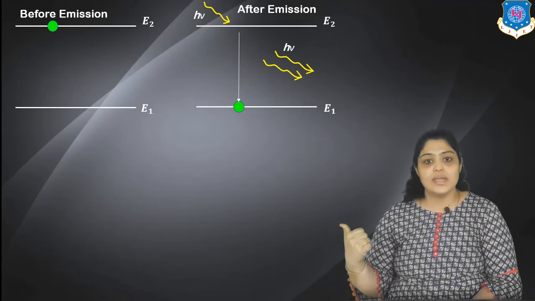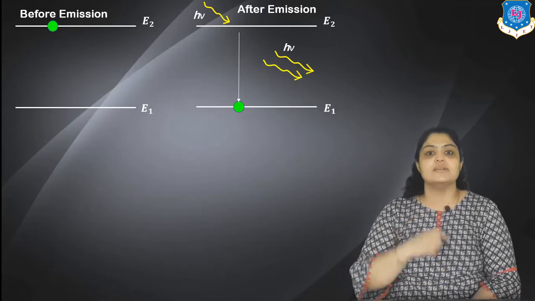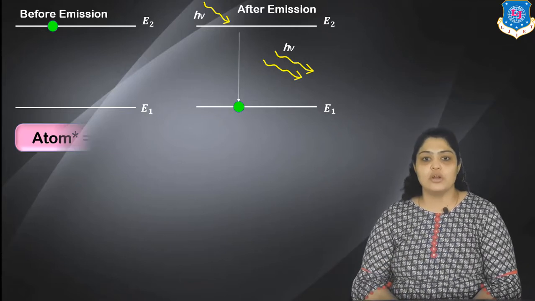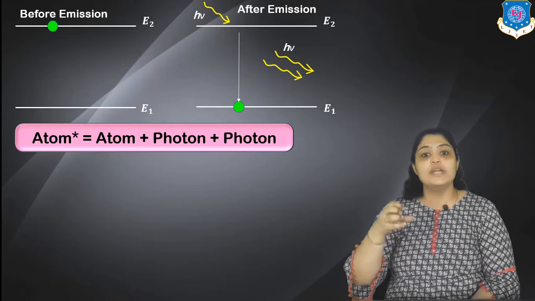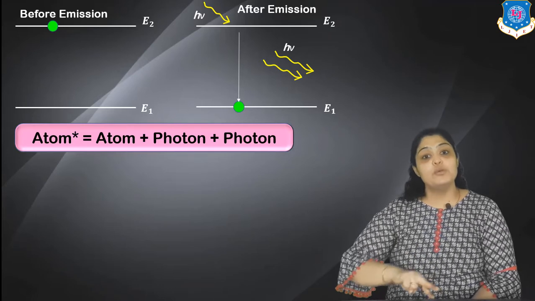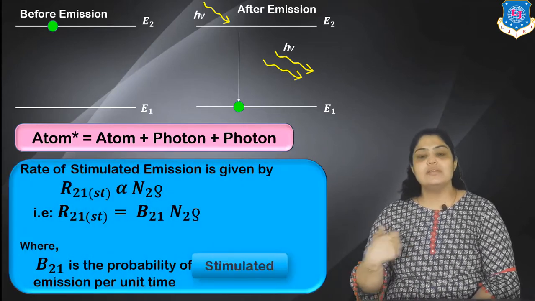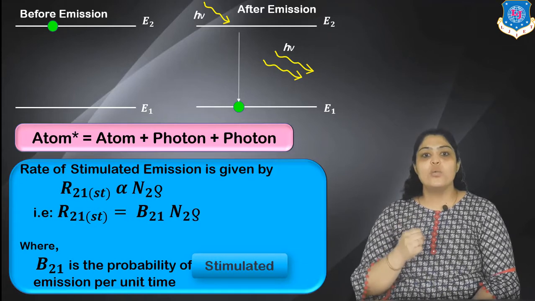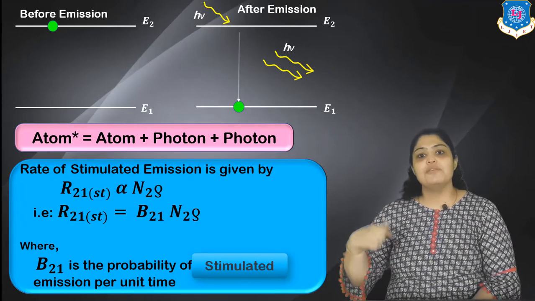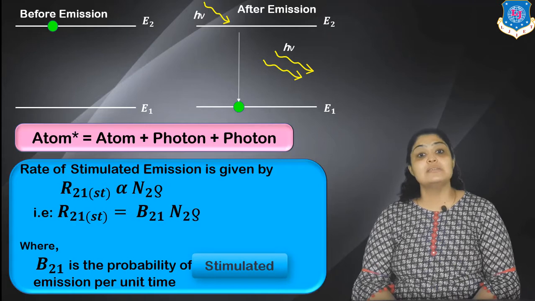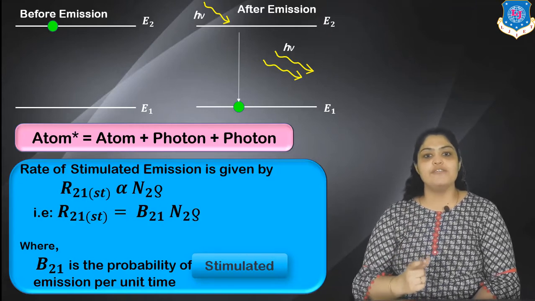So in this case, before the atom directly comes on its own to the lower energy level, we guide it with the help of external energy, and that is with the help of a photon. So in this case, I can say atom star plus a photon, meaning excited atom plus a photon, is going to give me atom plus 2 photons. So my output is also doubled and my output has a particular direction. Now this rate of stimulated emission depends on two factors. One is the number of atoms in the higher energy level, and second is the density of radiation. So if I remove the proportionality sign, I write R21 stimulated is equal to B21 N2 rho, where B21 is known as Einstein's third coefficient.